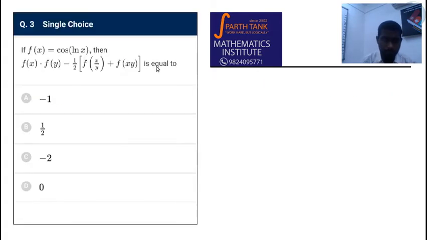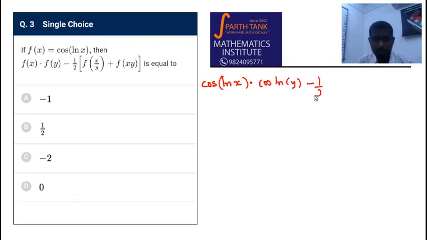Third problem. If f of x is cos of ln x, then f of x into f of y minus half f of x by y plus f of xy is equal to. Now this is a very straight problem. Just substitute f of x and f of y using this function, okay? So f of x is just cos ln x into cos ln y minus half f of x by y would be cos ln x by y plus f of xy would be cos ln xy, right?